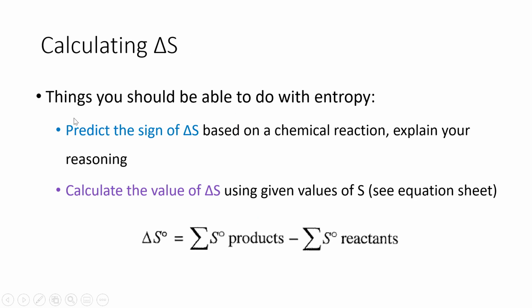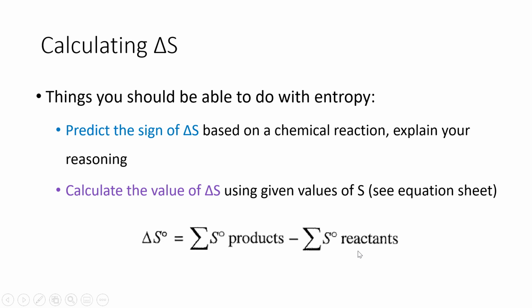And so we want to be able to predict the sign of delta S based on looking at things like state of matter and how many reactant and product particles there are. We also want to be able to calculate the value of delta S using this equation, which is given on our equation sheet. So delta S, the change in entropy, is the sum of the entropy of the products minus the sum of the entropy of the reactants.